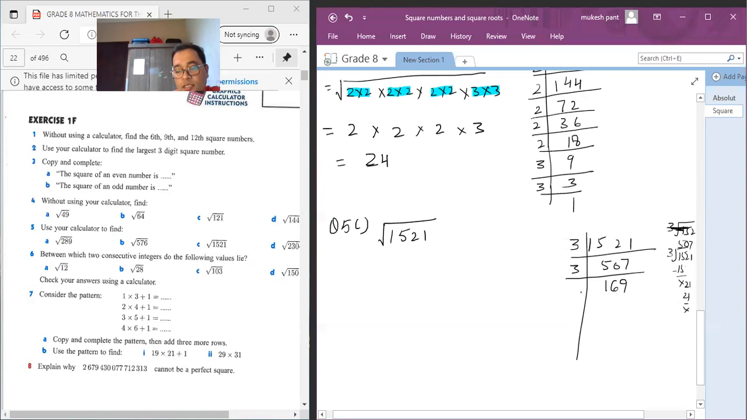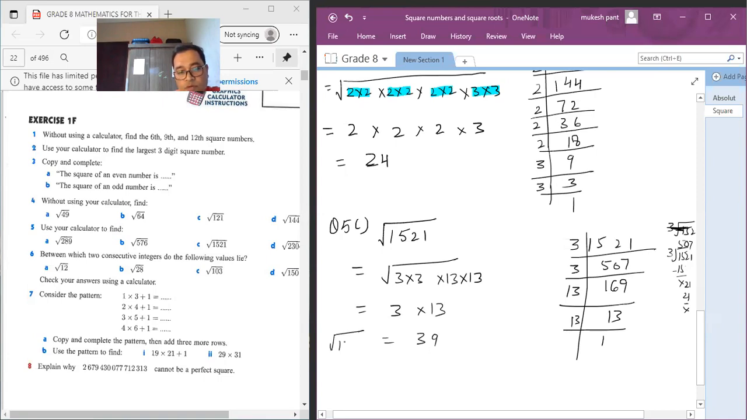Then 169 is the perfect square of 13. We also already know this one. So 13 divides 169 13 times, then 13 1. So we can make a pair: 3 times 3 and then 13 times 13. So we have two pairs, and we have to write one element from each pair, and this is 3 and this is 13. So the square root of 1521 equals 39. Clear, guys?